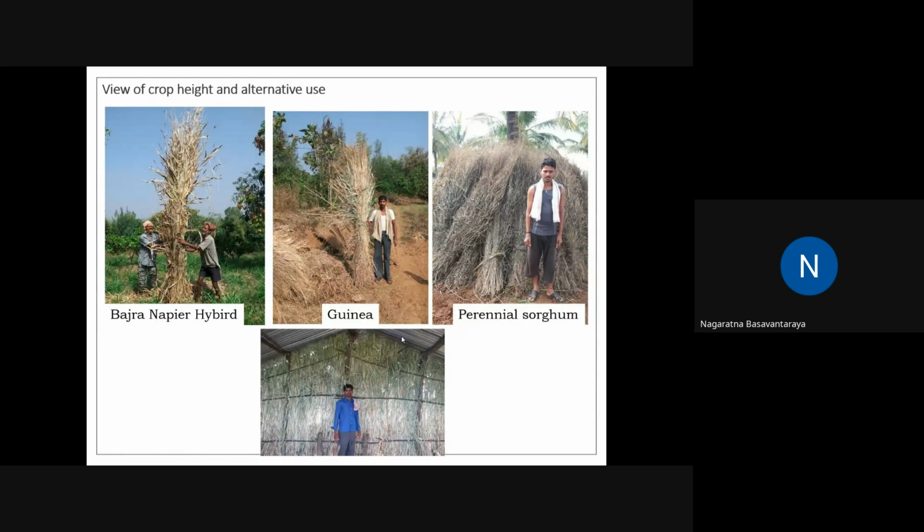Apart from that, some of the farmers were able to grow so much in their horticulture field that they started having excess fodder. So the excess fodder, what to do? For example, Bajra Napier hybrid, you can see here that it has grown so tall, but the moment it is dry, it will lose the fodder value. So some of the farmers ended up with an alternative use, like here how he has covered one part of his cow shed. So they made use of it in an alternate way.